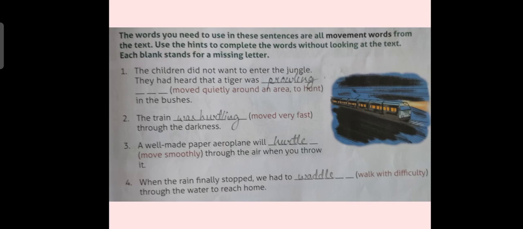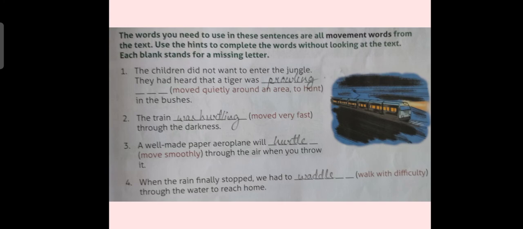Exercise B, words in use. The words you need to use in these sentences are all movement words from the text. Use the hints to complete the words without looking at the text. Each blank stands for a missing letter. Here it's being said that you have to use these hints to find out the word from the text, and you will fill that word in the blanks which are given here.